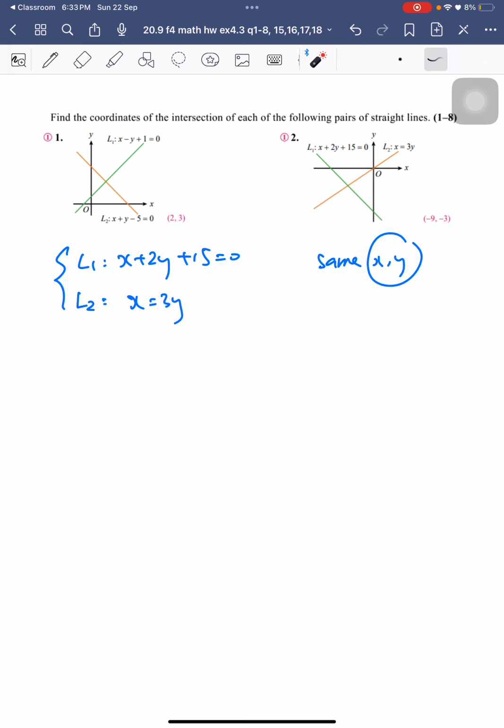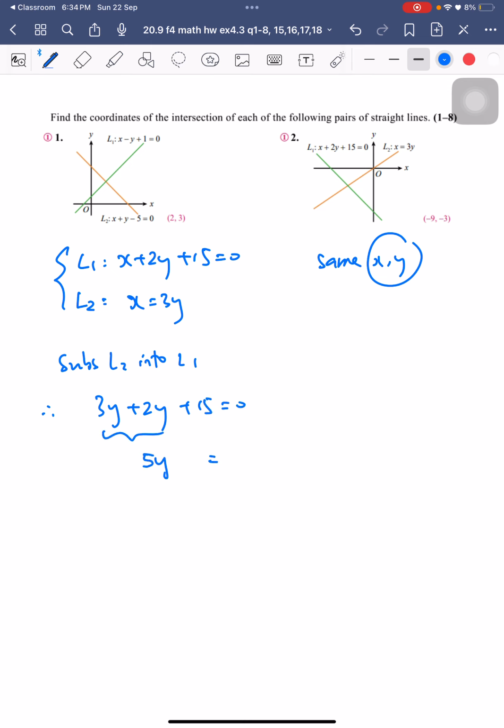So we can substitute the x into the equation. Because they have the same x and same y, I can replace the x by this x, which is actually equal to 3y. It's actually solving simultaneous equations in two unknowns. So I substitute L2 into L1, replacing x by 3y. Now I have 3y plus 2y plus 15 equal to 0. These two combined give you 5y equal to negative 15, so that y is equal to negative 3.